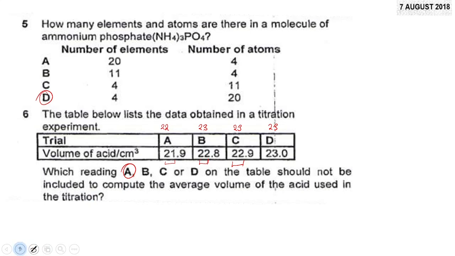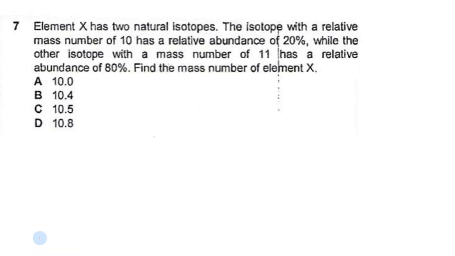Now we move. So we come to this question again, question 7, which says element X has 2 natural isotopes. The isotope with a relative mass number of 10 has a relative abundance of 20, while the other isotope with a mass number of 11 has a relative abundance of 8%. Find the mass number of element X.